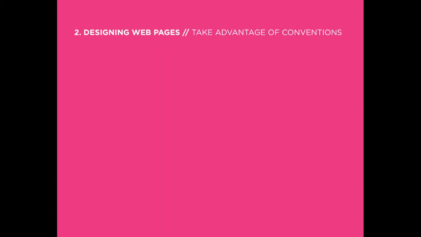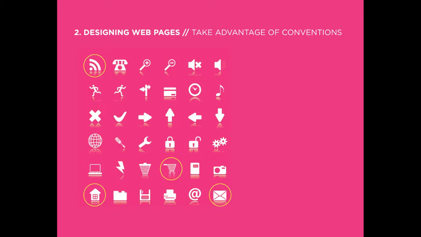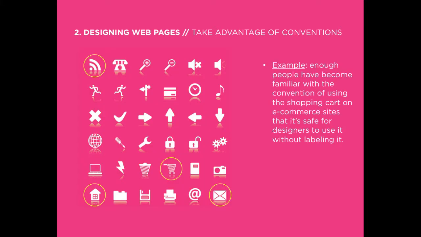We have to take advantage of conventions. For example, enough people have become familiar with the convention of using the shopping cart on e-commerce sites, like this one, for example. That's why it is safe for designers to use it without labeling it. We don't need to say shopping cart next to it. Everybody knows what this is, so we have to take advantage of conventions.